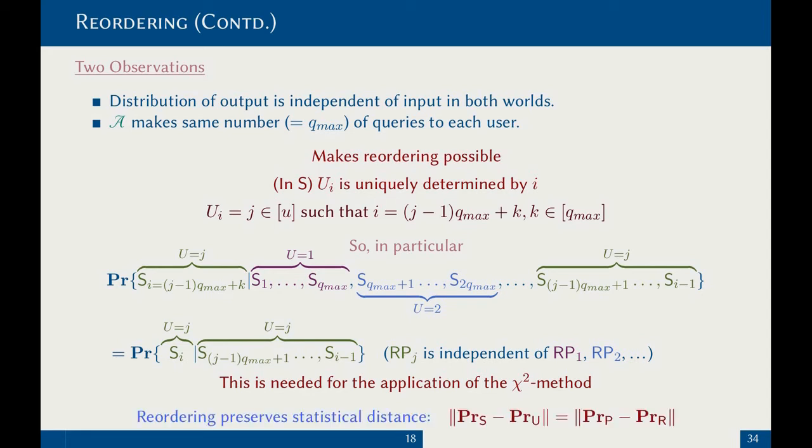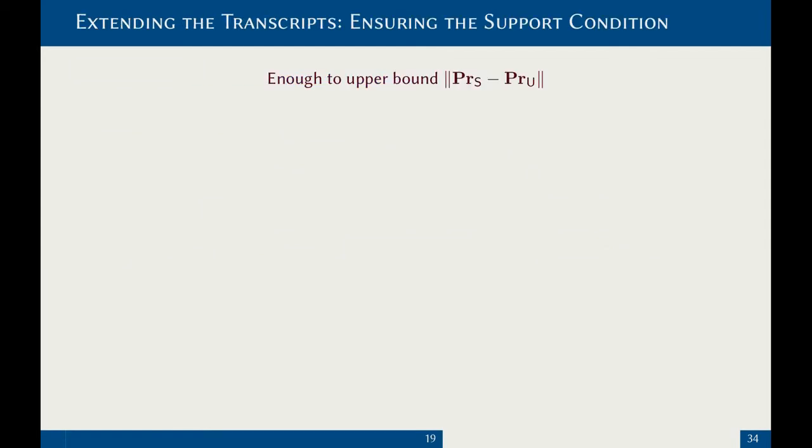Another important thing to notice is that the statistical distance between the original distributions is exactly equal to the statistical distance between the distributions corresponding to the reordered transcripts. This is because reordering, being a permutation, preserves the statistical distance. So, now it is enough to upper bound the statistical distance corresponding to the reordered transcripts.